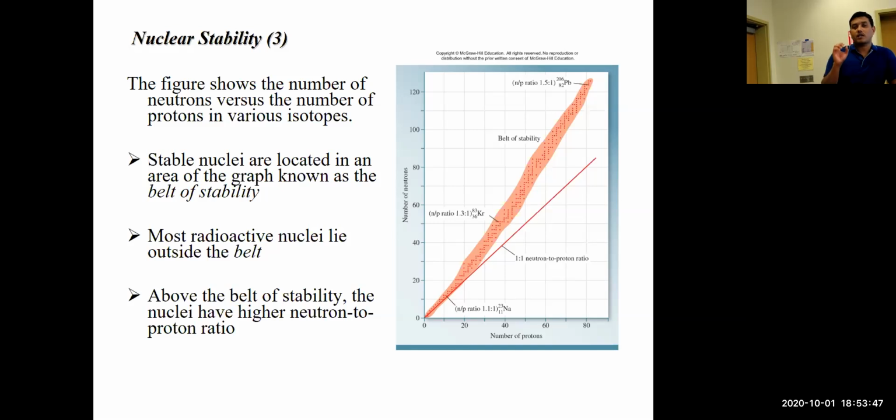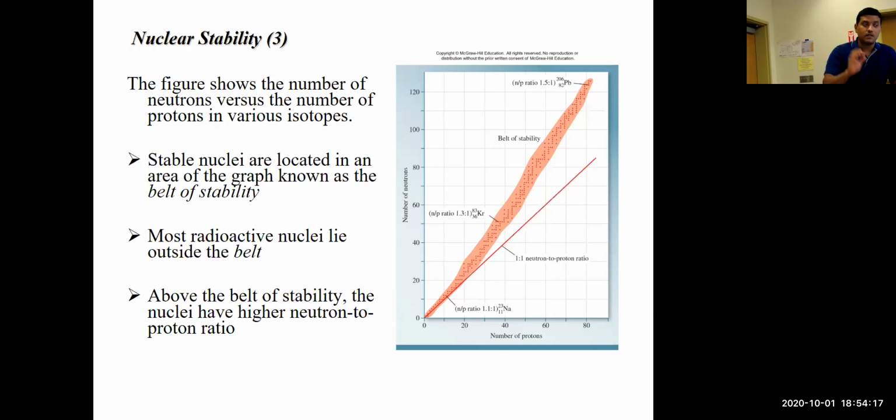But if those short-range attractions are dominated by the repulsions between the positively charged protons, they repel and destroy the nucleus or emit radiation. So during this process, neutrons also play a key role in minimizing the repulsions between protons. As the atom size gets larger, as you have more protons inside the nucleus, you also need more neutrons inside to minimize those repulsions.